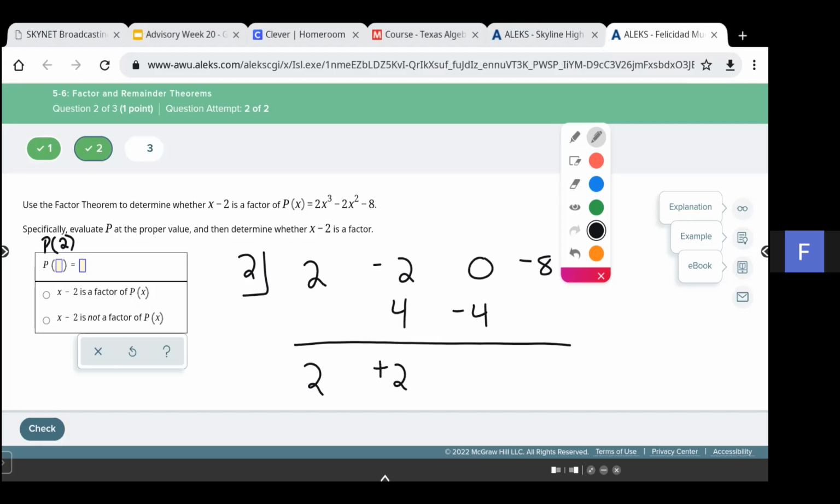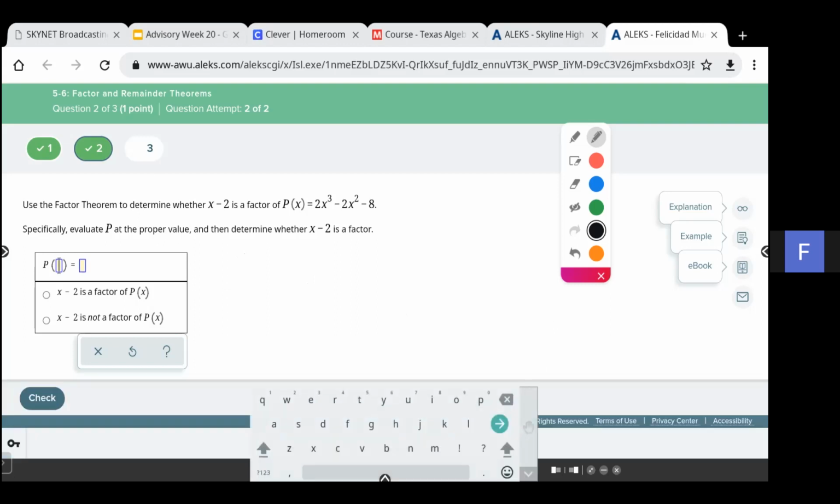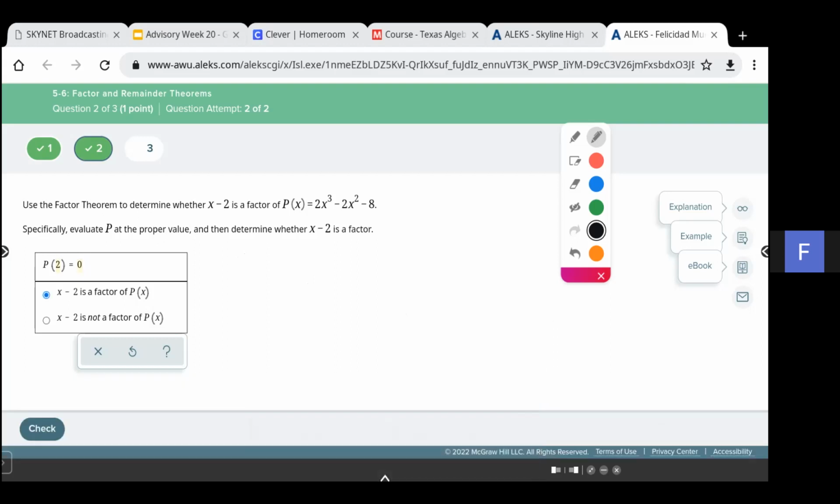Oh, there should be positive 2. I'm sorry, positive 4. Positive 4, 8, and this is 0. So this one is going to be a remainder of 0, which means it is a factor. So I'm going to put P of 2 equals 0. So it is a factor.